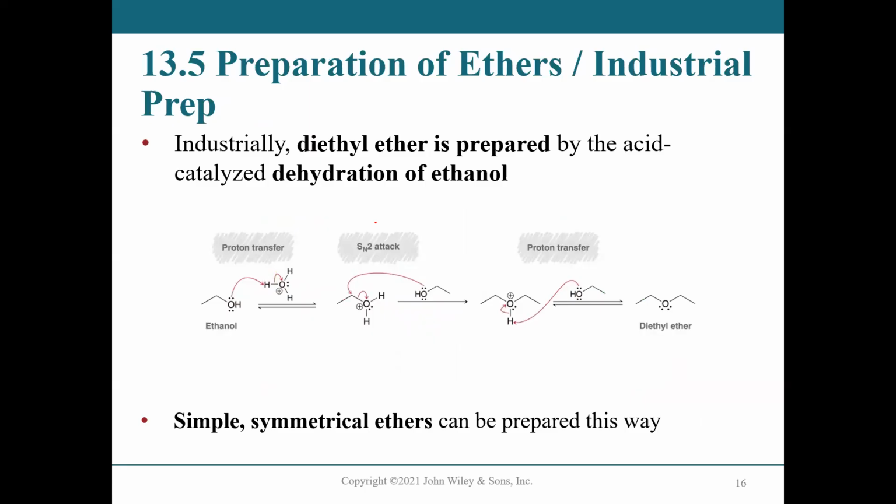Industrially, diethyl ether is prepared by the acid catalyzed dehydration of ethanol. You can see this is our product, diethyl ether. It's acid catalyzed because we'll regenerate our acid. So we have ethanol. There's a proton transfer, followed by SN2 attack, followed by another proton transfer.